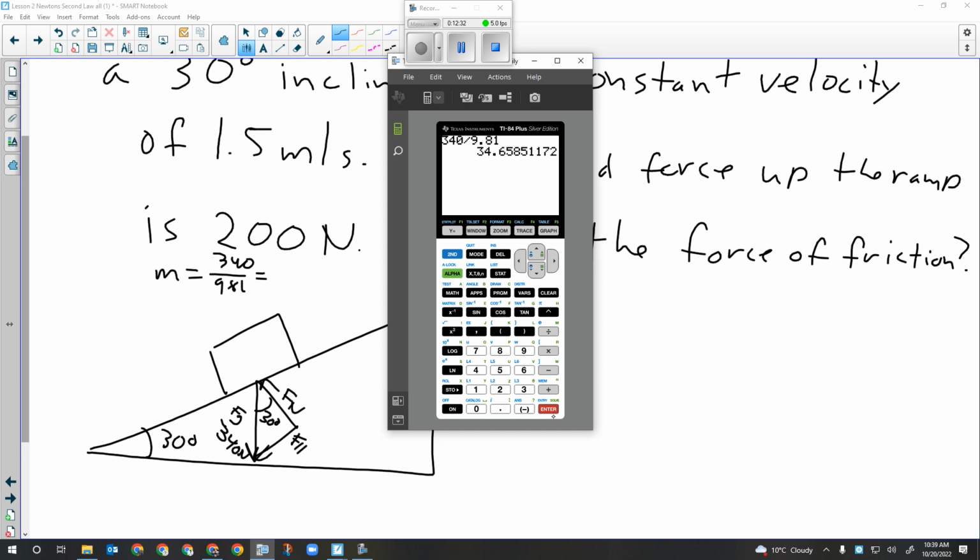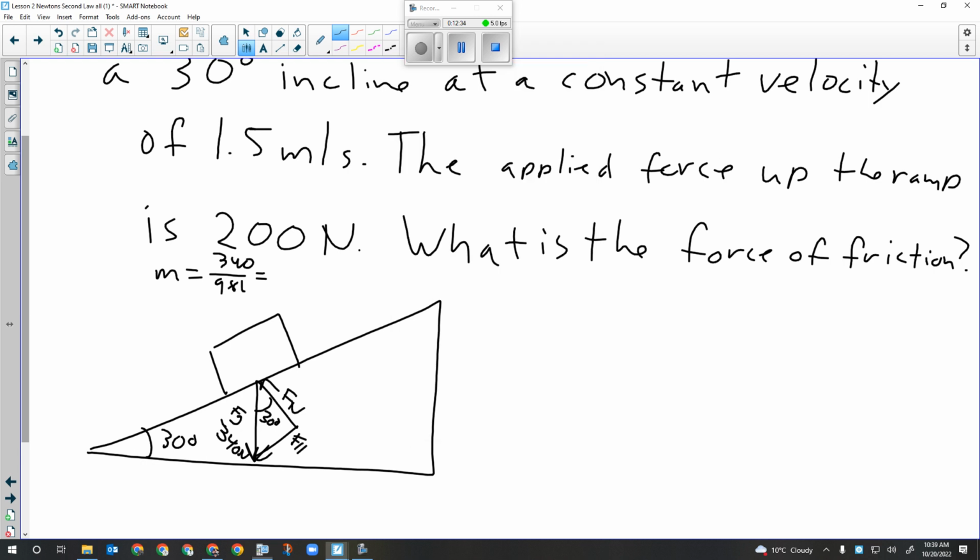Okay, so it's 34.66 kilograms. So now I can put that inside the box. Now I can put the other forces on my free body diagram. The applied force is 200 newtons, and it's up the ramp. So I know that force is 200 newtons.